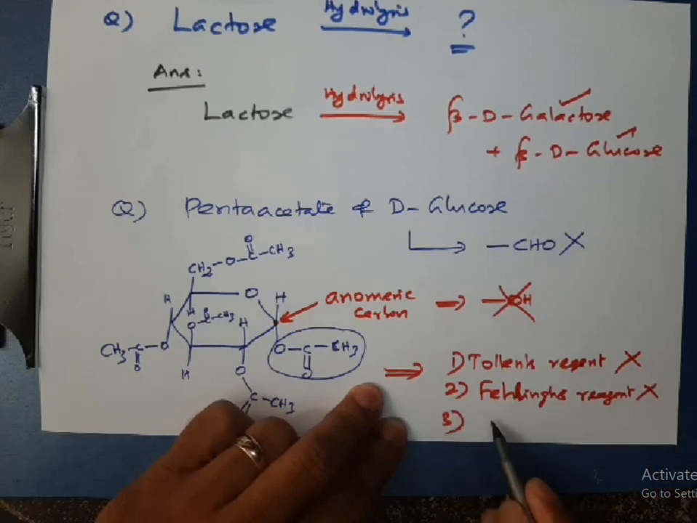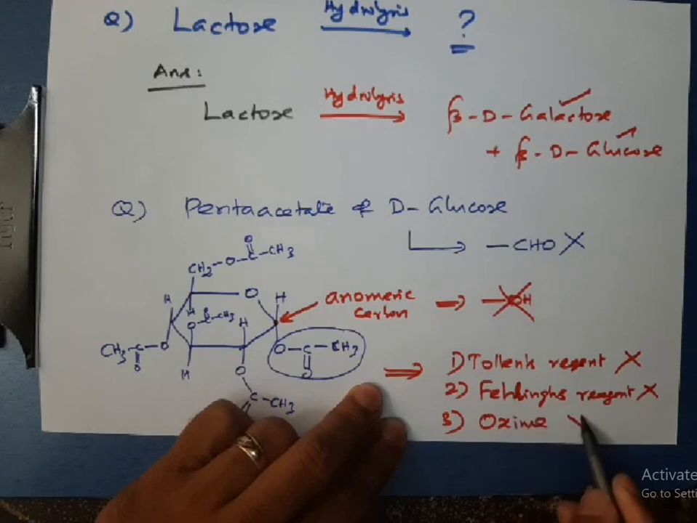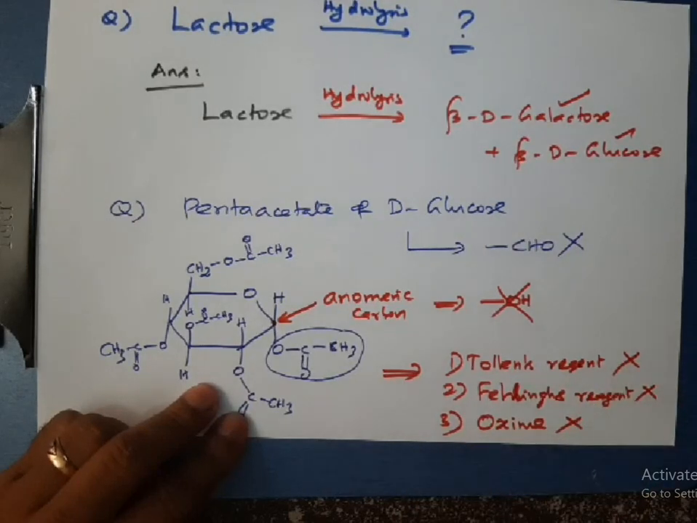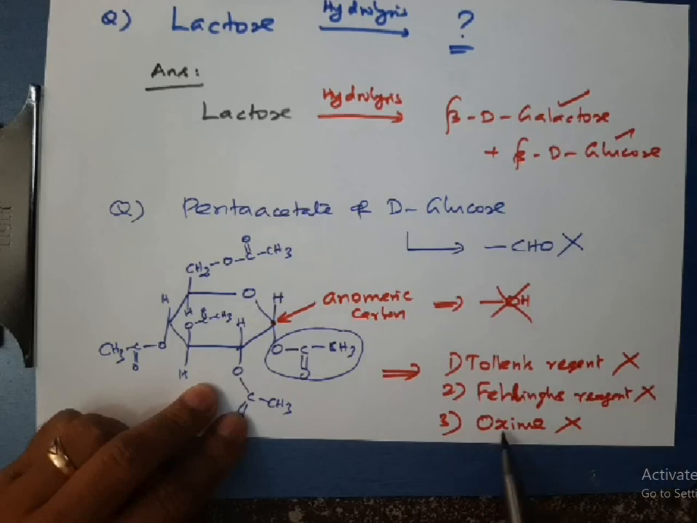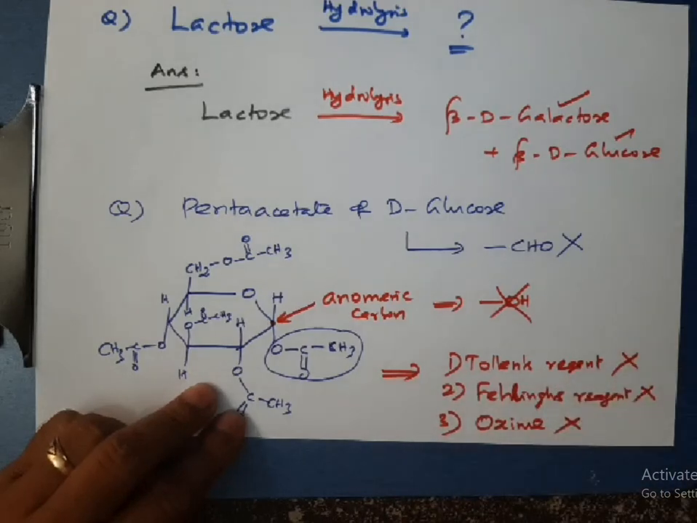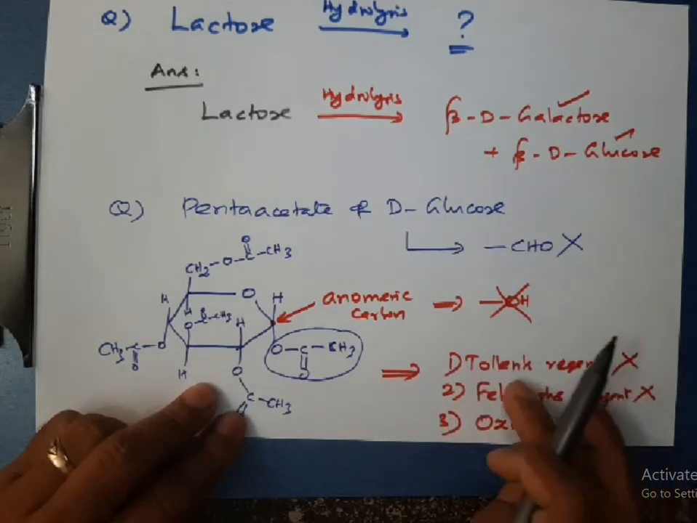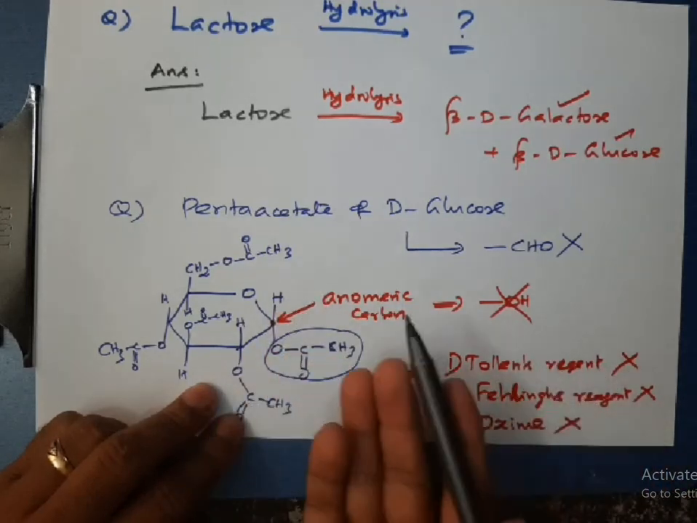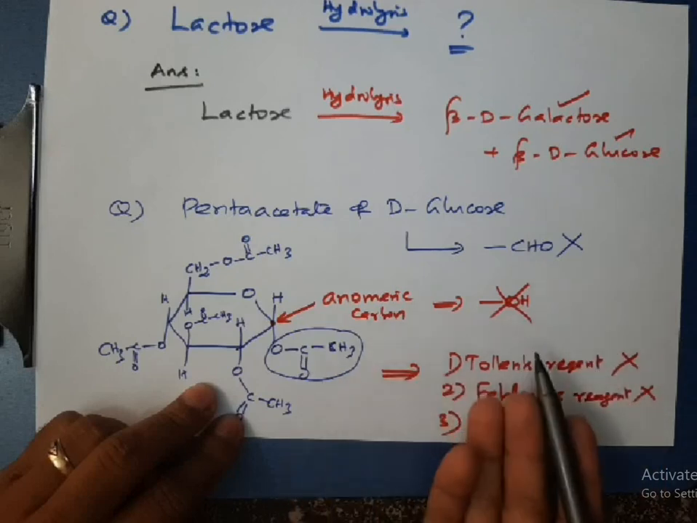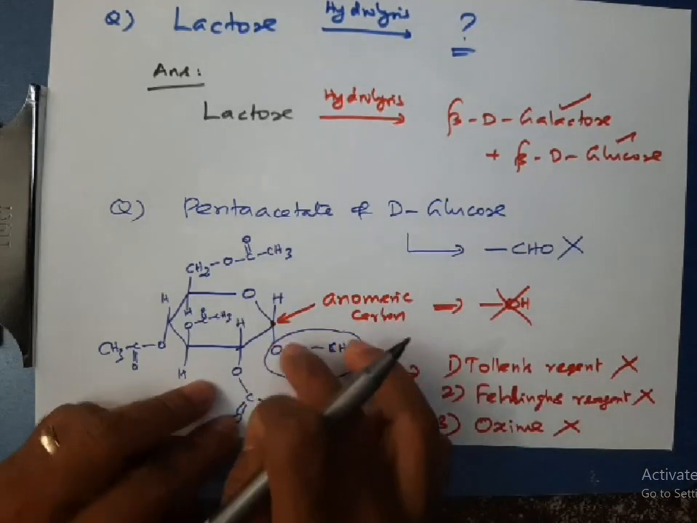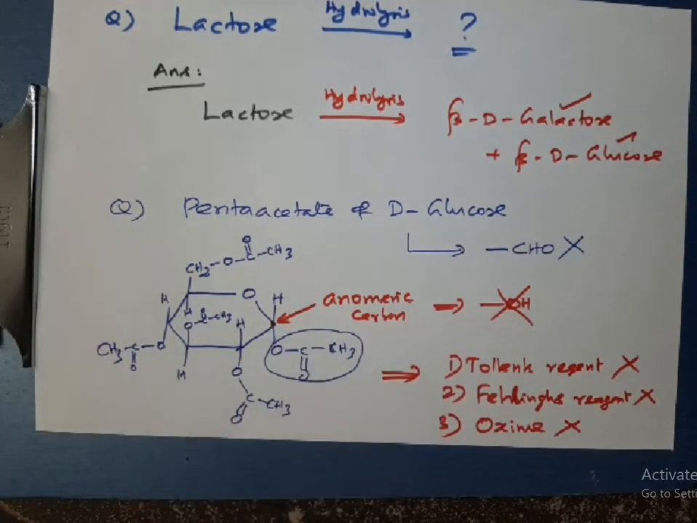It does not form oxime. These are all characteristic reactions of the aldehyde group and keto group, right? A keto group will also give an oxime, but these are characteristic reactions of aldehydes. Since your pentaacetate does not reduce Tollens' reagent, does not reduce Fehling's solution, and does not form oxime, it clearly indicates that the aldehyde group is not there. There is no free aldehyde group.